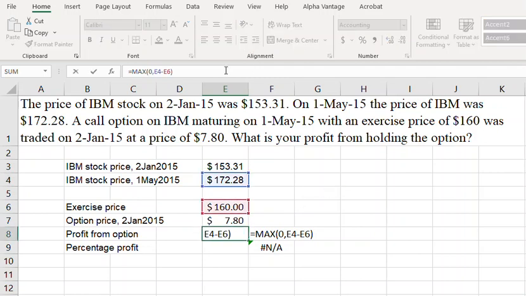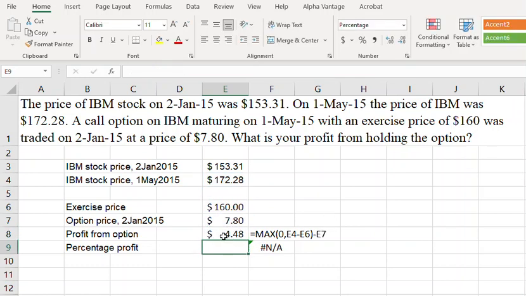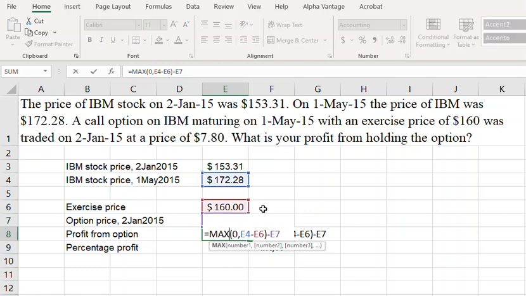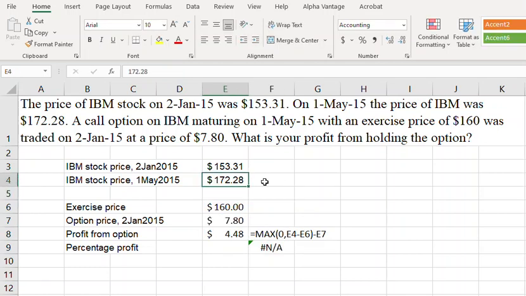Next, we need to account for the cost of the option, which is we need to back out the 7.80. What this is saying is, if we bought the option, but it expired worthless, we would still have to calculate in the cost of the option. So again, if we change this from 172 to 155, we could see that we're out $7.80 for the cost of the option. So we see by buying the option, we're $4.48 ahead per share.